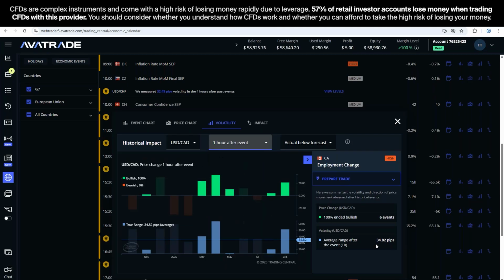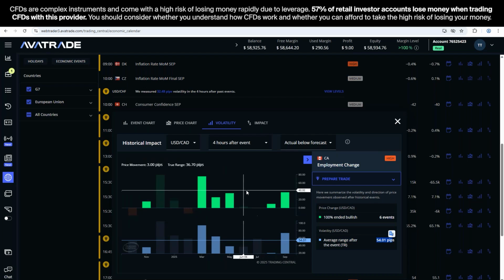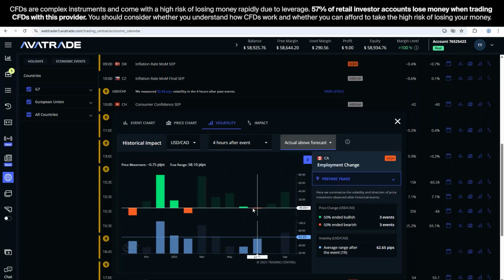There's 1 hour average range movement, 34 pips. 4 hours average range movement, 54 pips. So it continued to go further, from 1 hour to 4 hours even. So this looks like a strong one also to potentially trade, and I would be selective. Based on this data, I'm only interested if it comes in below forecast, lower than the expected number, meaning bad news for the employment change. The other way, I'm not convinced.